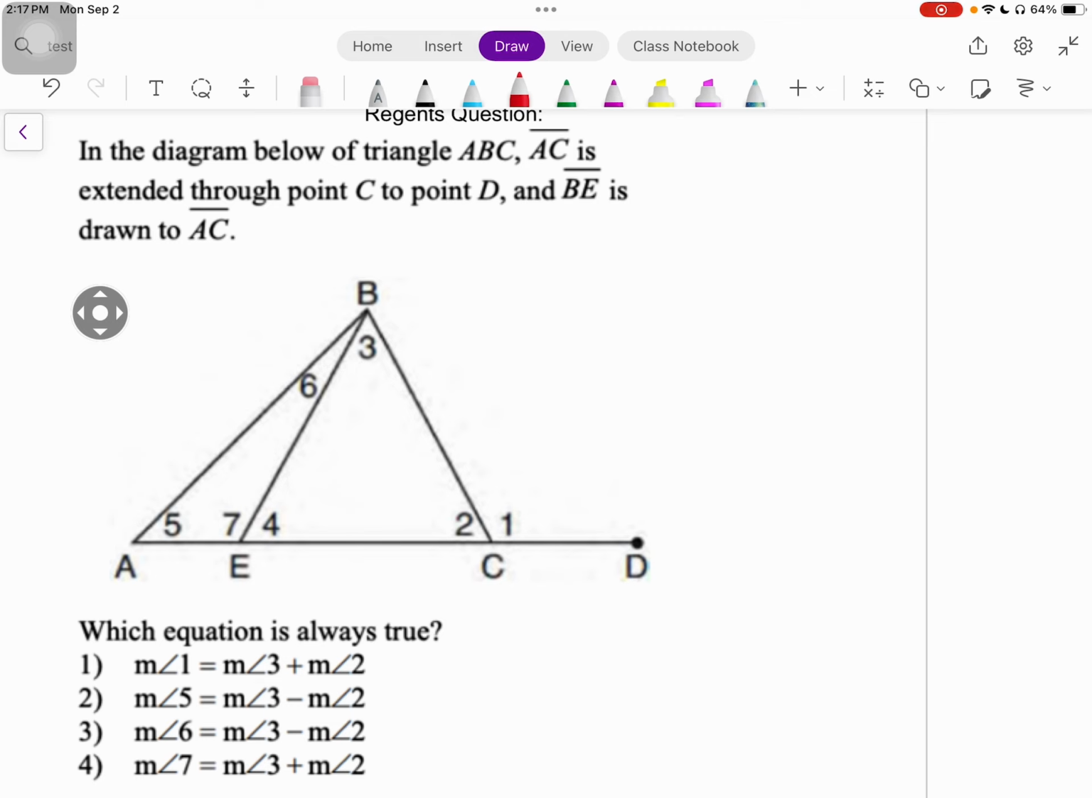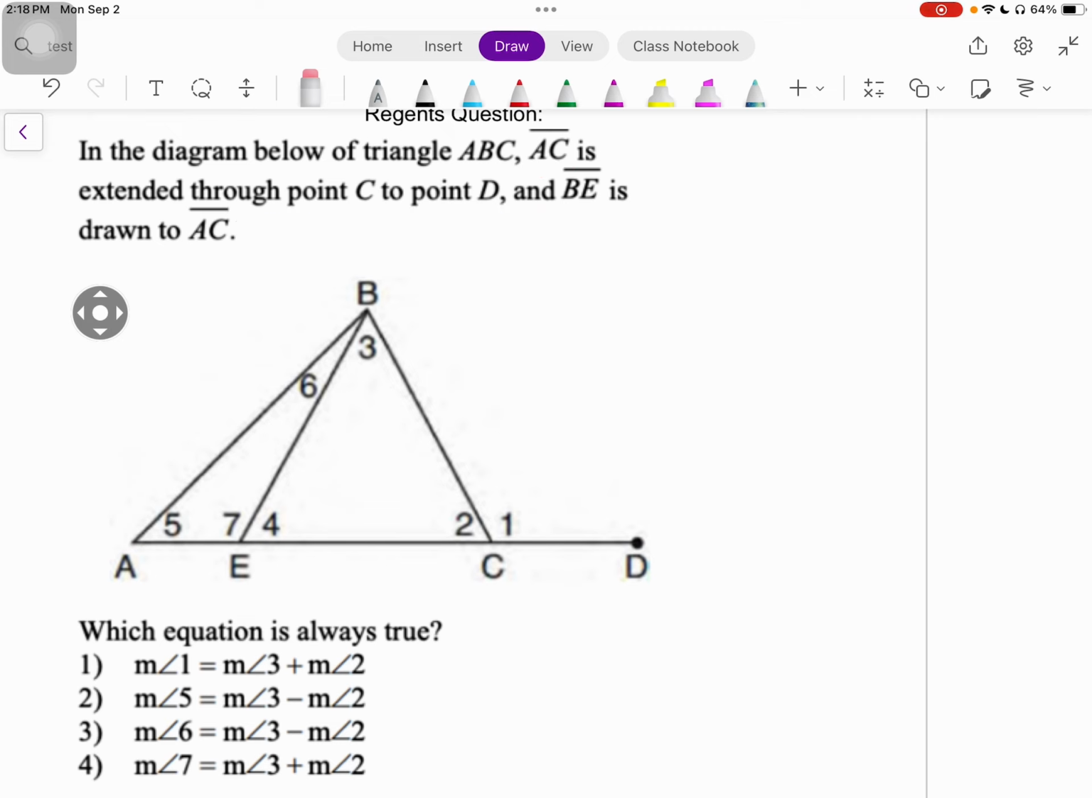So in the diagram below, triangle ABC, AC is extended through point C to D. All this means is that this is one straight line and all these points are collinear, right? So that means anything on that would be considered a linear pair. And it says BE is drawn to AC. So you just kind of connected these dots here, right? Not a lot of helpful information in there, but it says which equation is always true.